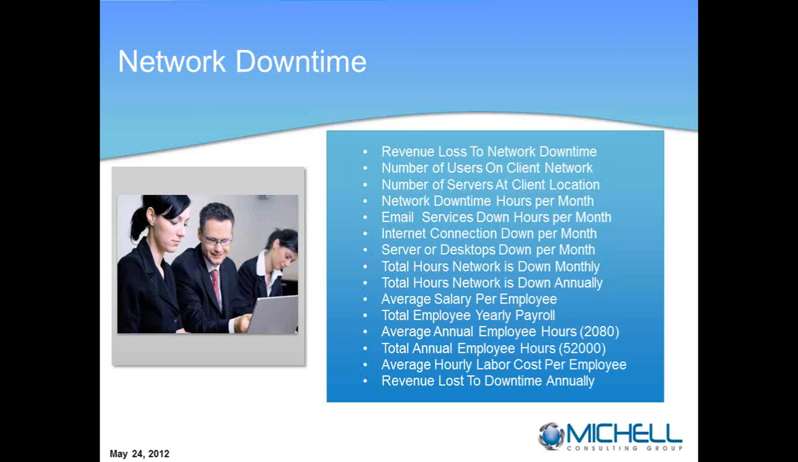The total annual employee hours works out to be 52,000. So your average hourly labor cost per employee with that $45,000 a year job is $21.63 in our example. So if you're down 33 hours annually, and you're still paying $21.63 an hour to your employees, the revenue loss to downtime annually adds up quickly. That's just under $18,000. To be exact, because I've done this before, that would be about $17,850 a year.